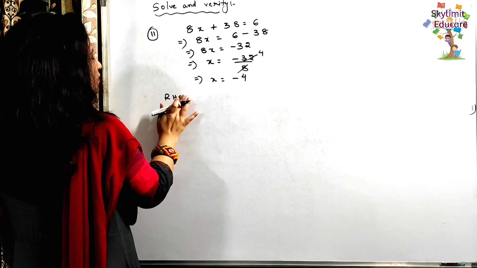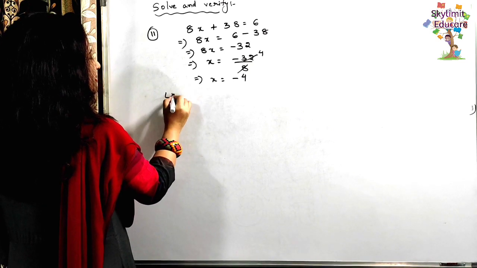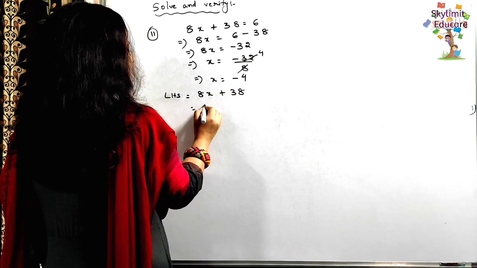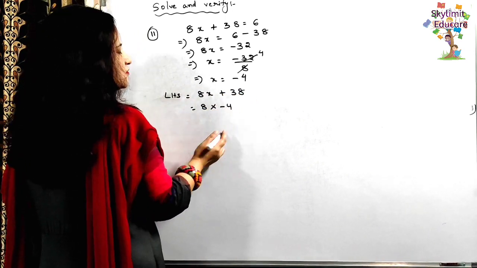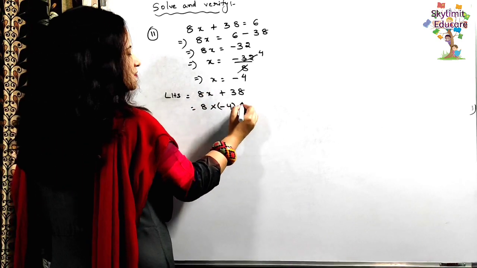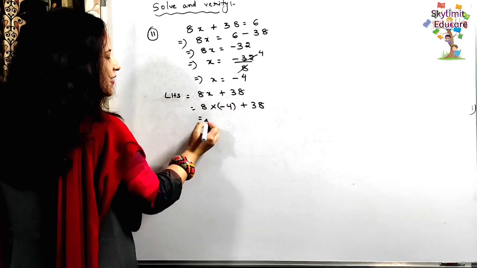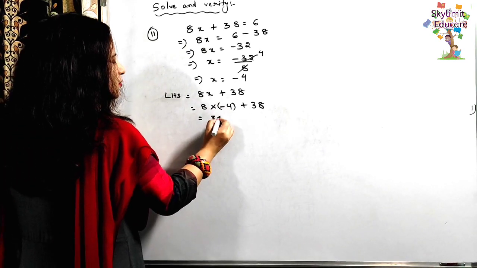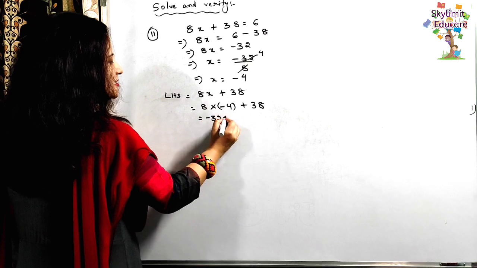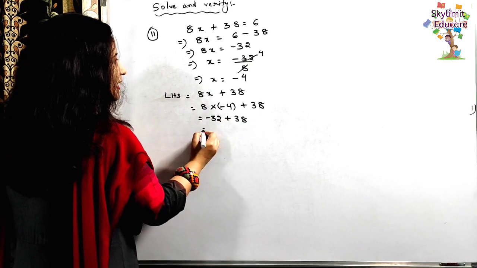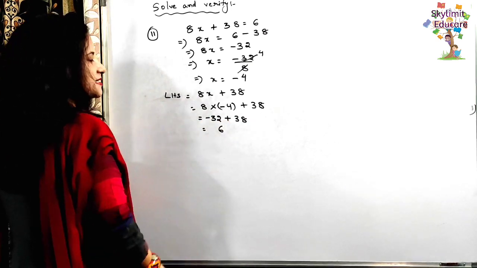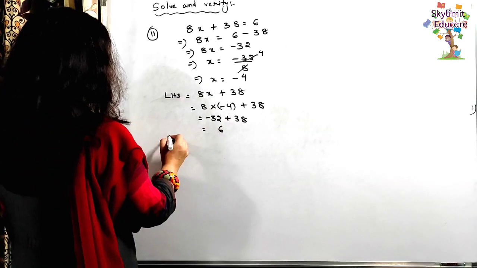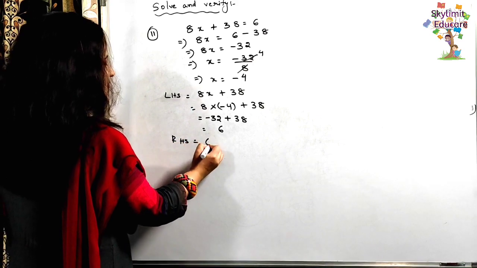LHS 8x plus 38. So 8x means what? 8 is multiplied to minus 4. Yes or no? 8 is multiplied to minus 4 plus 38. So first go for multiplication as per the BODMAS rule. So 8 4s are 32, plus into minus, minus 32 plus 38. How much will we get? 6, plus 6 or not? Because greater number is what? 38, carrying what sign? Plus sign. On the right hand side already we are having 6.